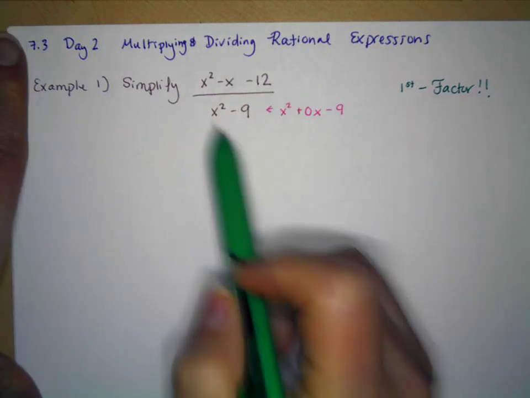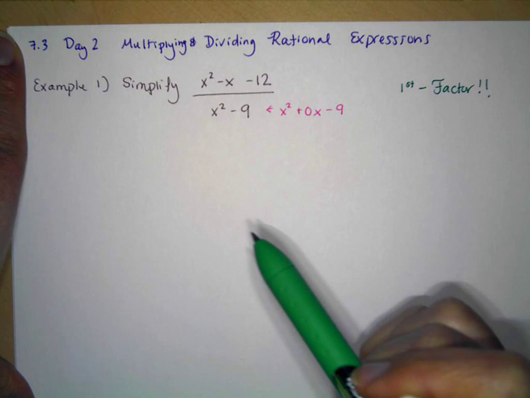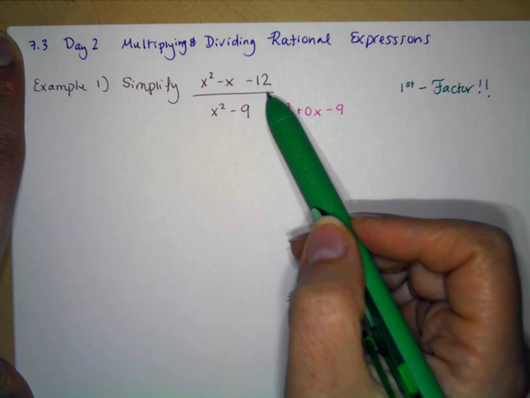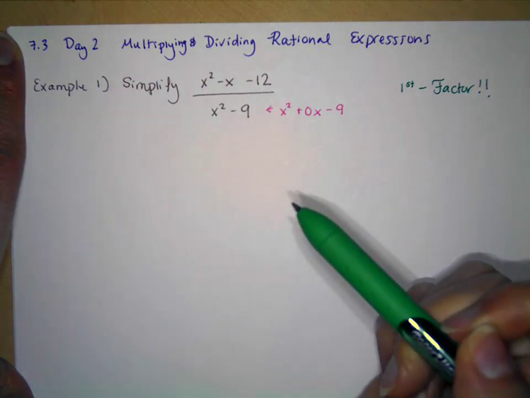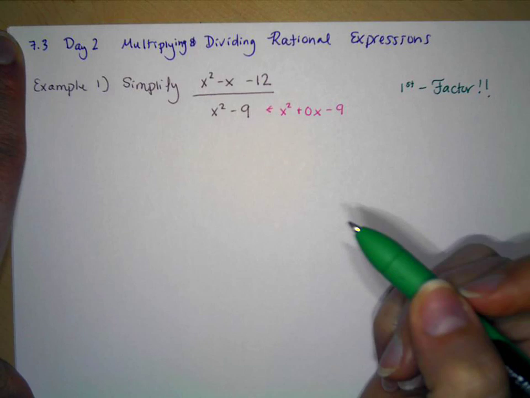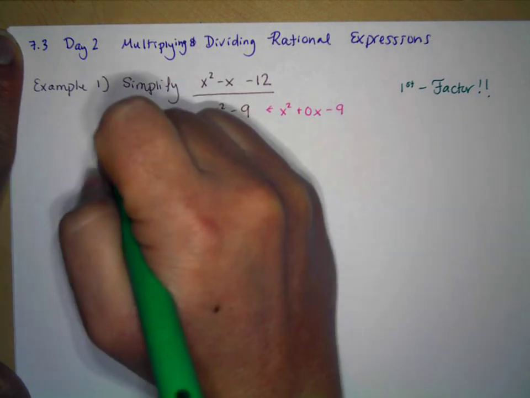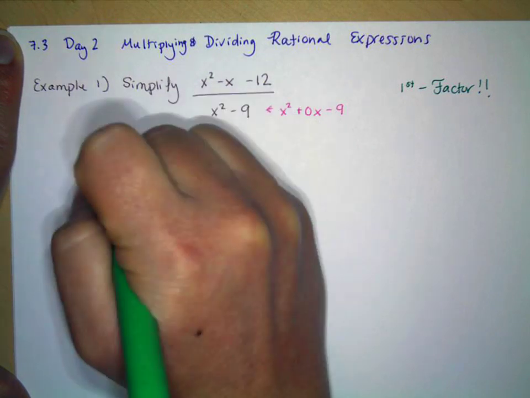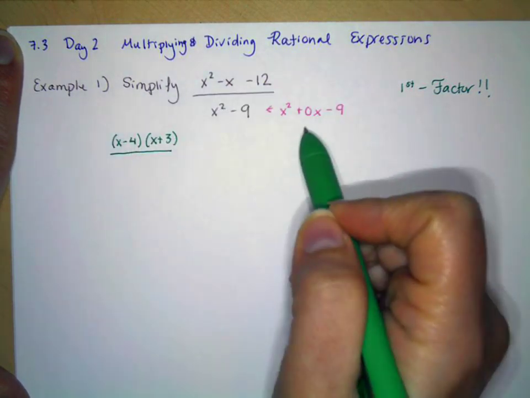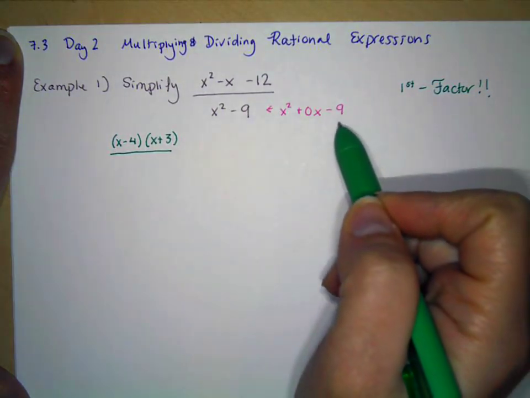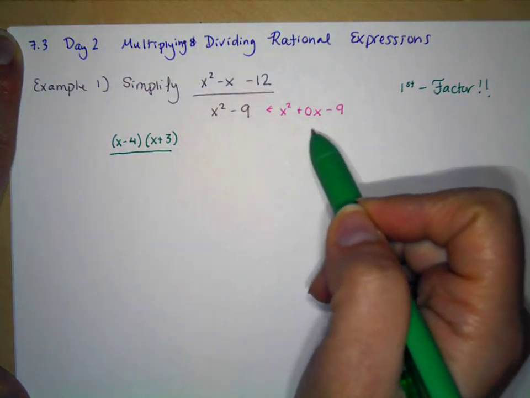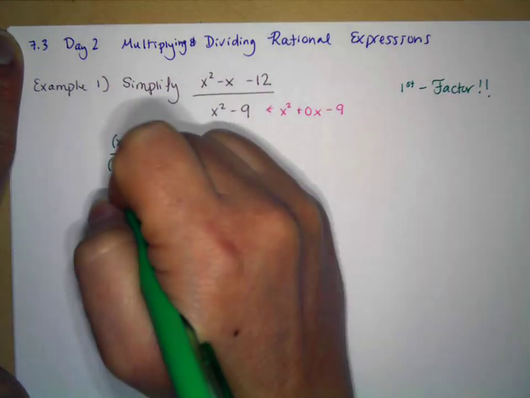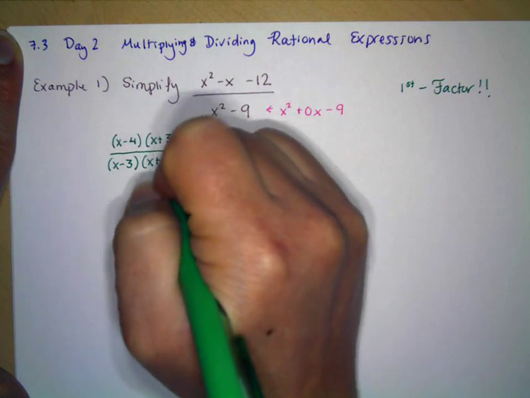So when we look at the top, x squared minus x minus 12, that's our numerator. Okay, we've got 3 terms there, so we want to find a pair of numbers that multiplies to give negative 12 and adds to give negative 1. That pair of numbers is negative 4 and positive 3. So our factors are x minus 4 and x plus 3 for our numerator. In our denominator, x squared plus 0x minus 9, the pair of numbers that multiplies to give negative 9 and adds to give 0 are negative 3 and positive 3. So our factors are x minus 3 and x plus 3.